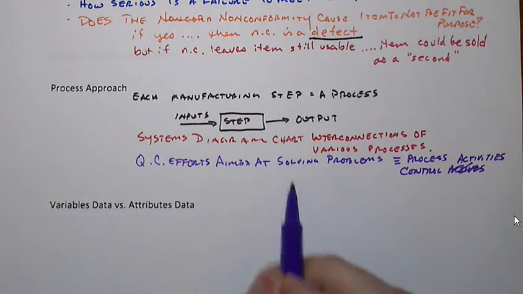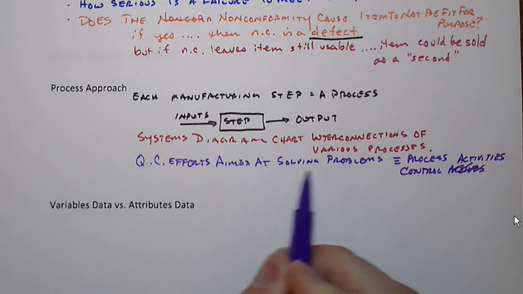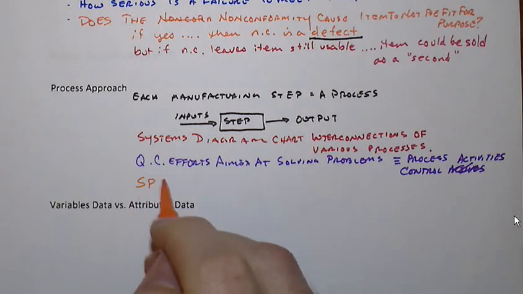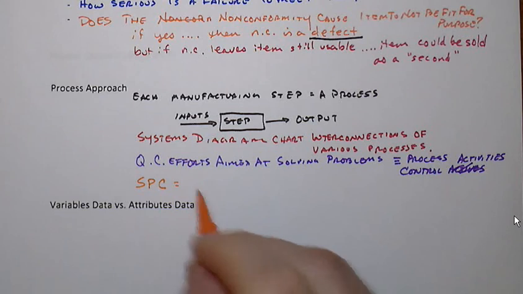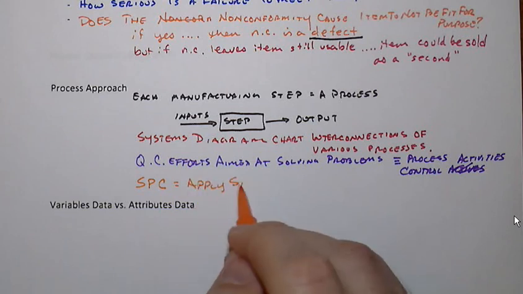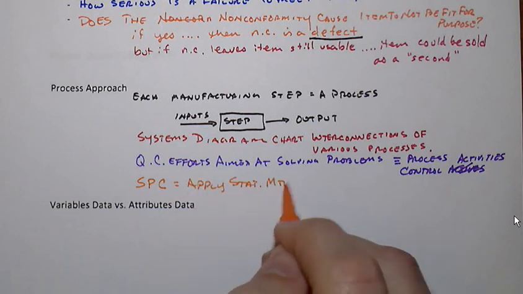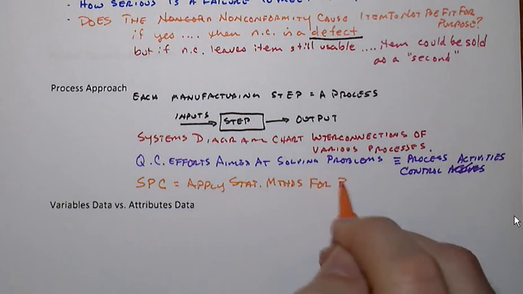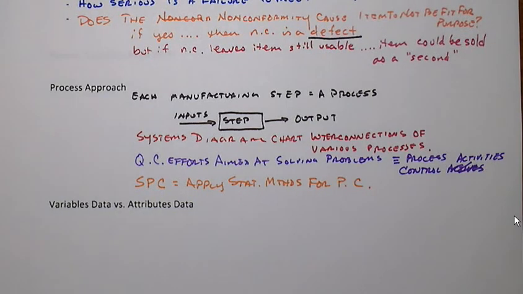That not only do we have to work at dealing with variability, but we also want to maintain consistent output as well. And so this notion of statistical process control is to apply statistical methods for that process control, and that's the larger body of what we're working with.